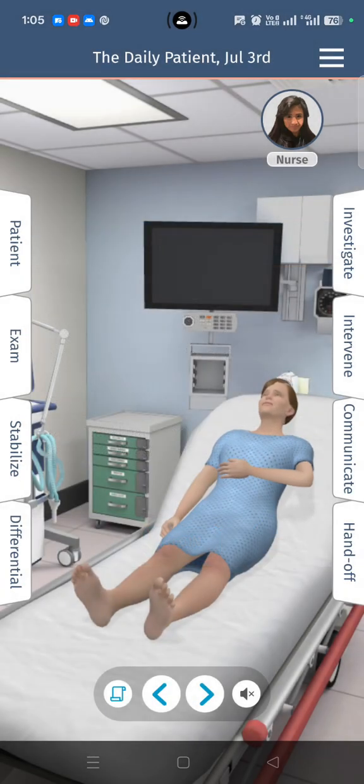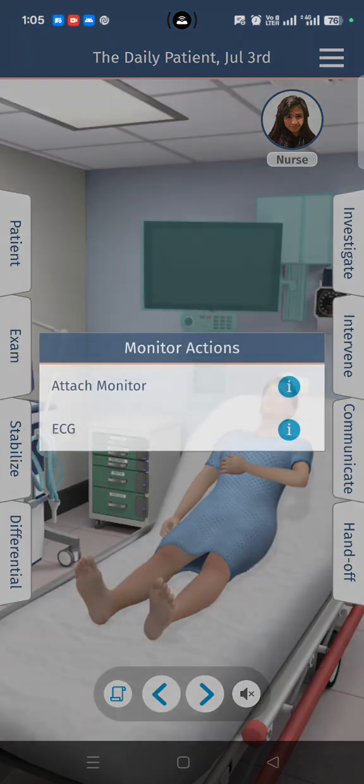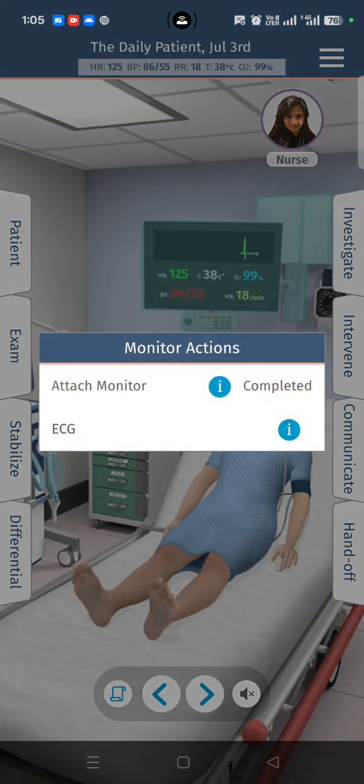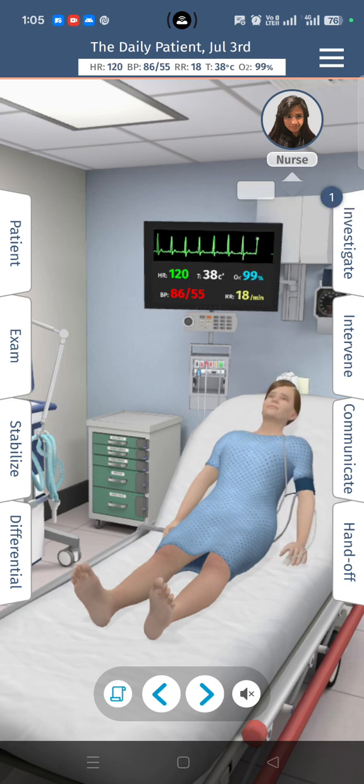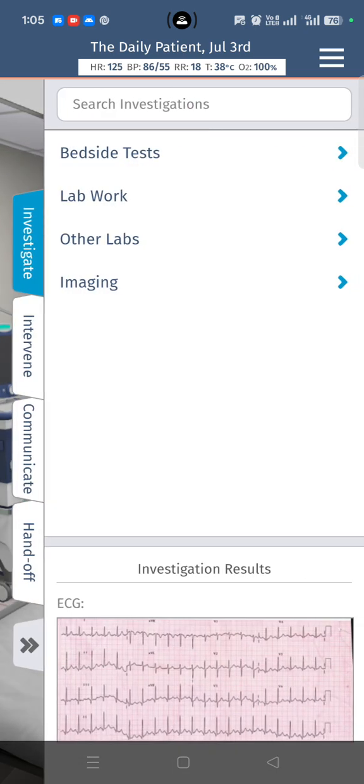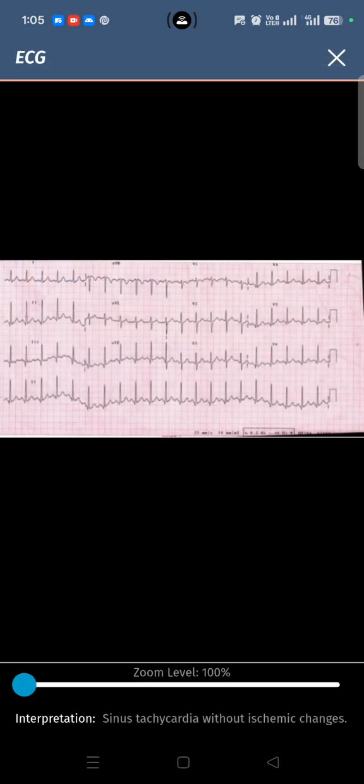First of all, we have to check the vitals of the patient. So attach the monitor and also conduct an ECG. As we can see on the monitor, the patient is in tachycardia with hypotension and also has fever. Even the ECG shows sinus tachycardia without ischemic changes.